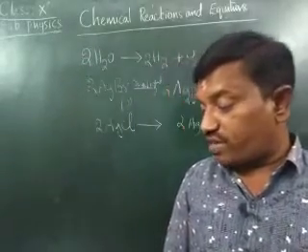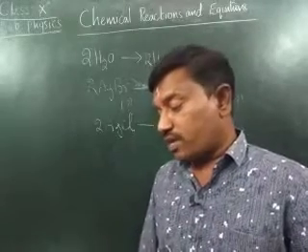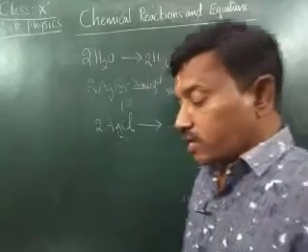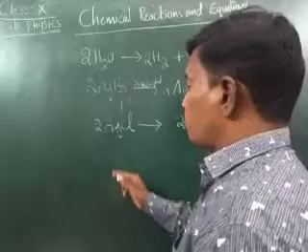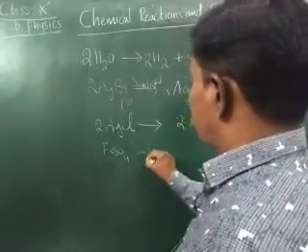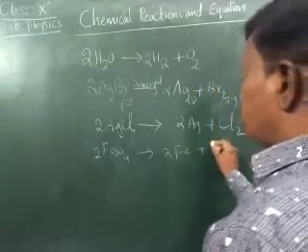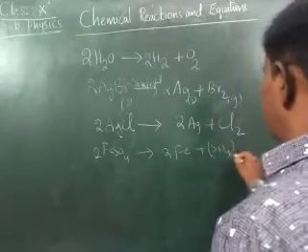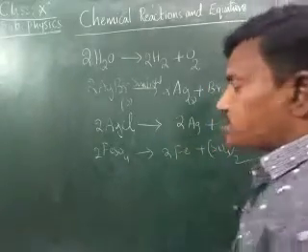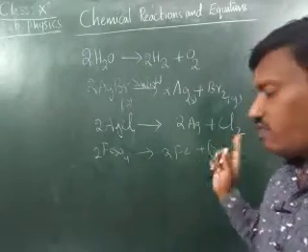Take some ferrous sulfate crystals in a boiling tube and heat it under the spirit lamp. Here these are the ferrous sulfate crystals. Ferrous sulfate, FeSO4. 2FeSO4 gives 2Fe plus SO4 taken twice. Therefore, when we heat the ferrous sulfate, we get iron and sulfate.